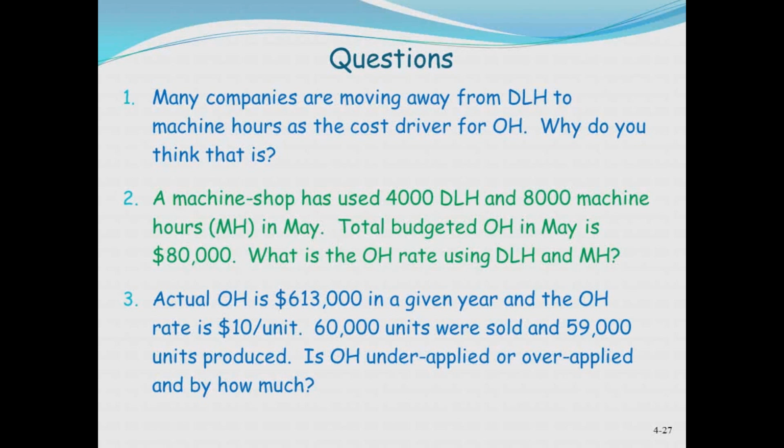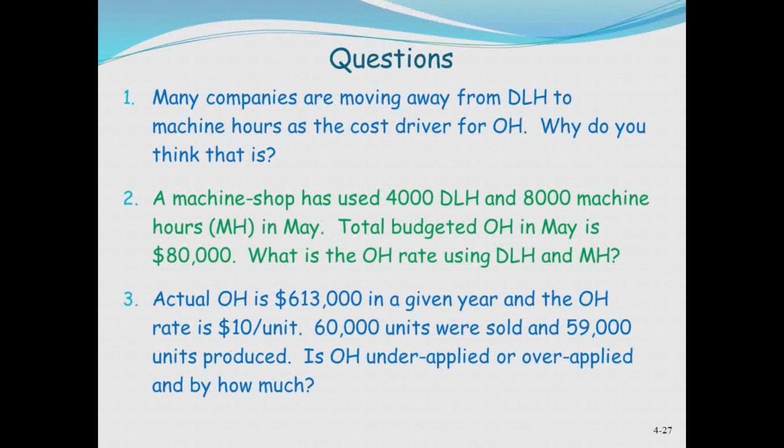Excellent. It's underapplied. You applied, excuse me, 590,000. $10 an hour, 59,000 hours. That's how much you applied. But actually, the cost of your overhead when you look back at the end of the year was $613,000, which means you didn't apply $23,000 worth of overhead. So you underapplied your overhead, and you need to do something to get it fully applied.